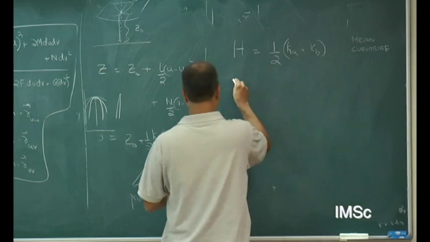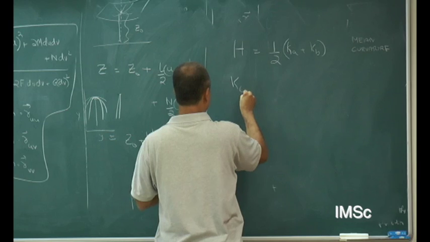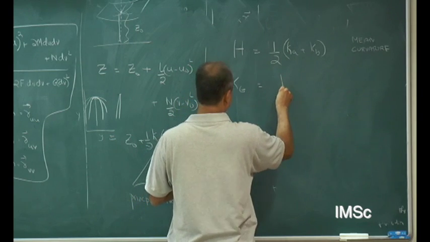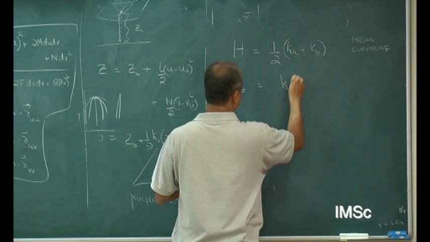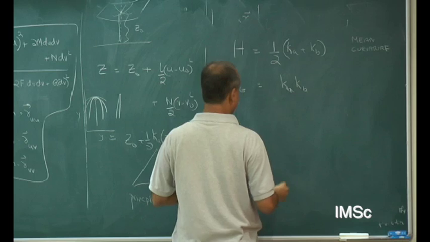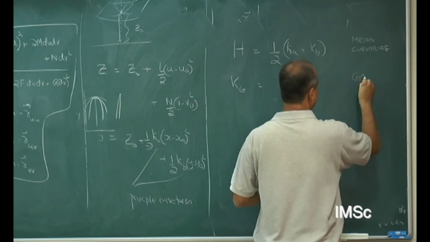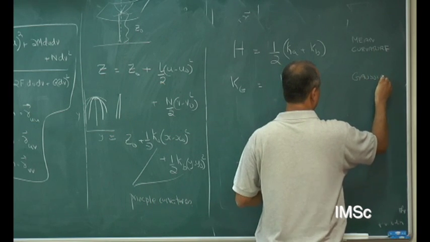The other quantity is called Kg, which is Ka times Kb, and this is called the Gaussian curvature.